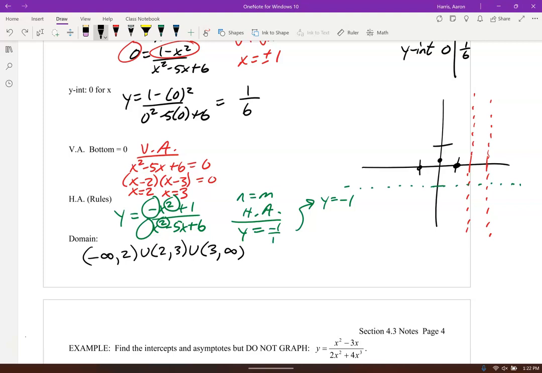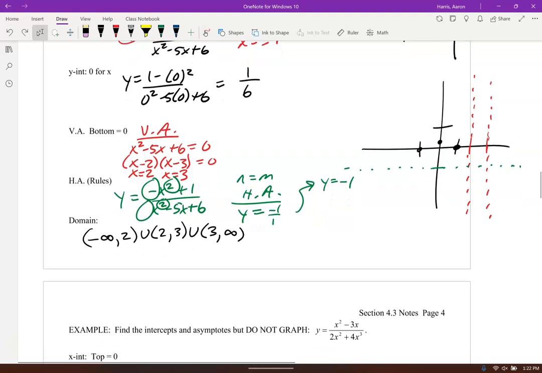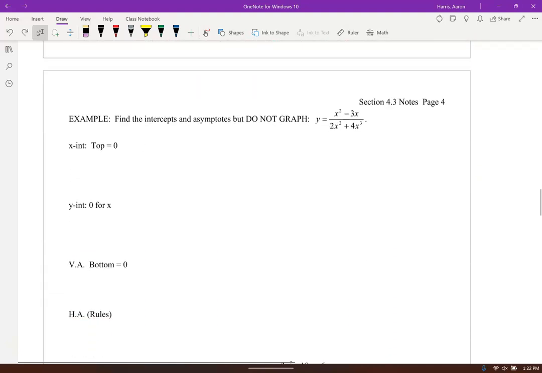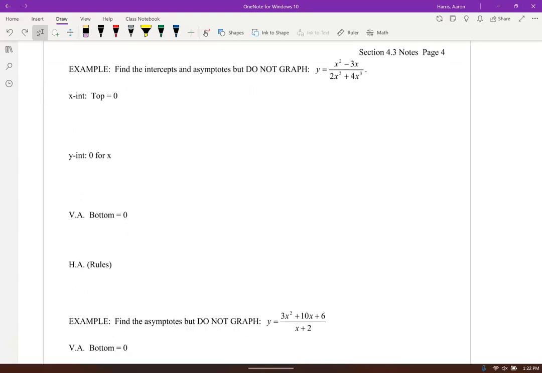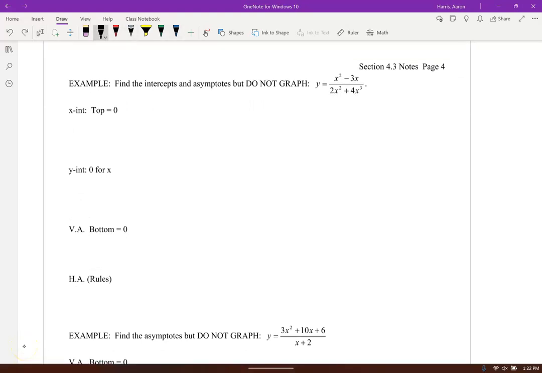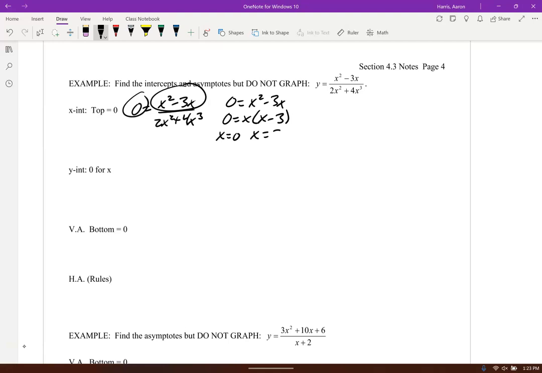Okay, let's do that similarly on this one. This one wouldn't be a bad one if you want to pause and try this one as well. More than welcome to. Let's find our x-intercepts by letting y be 0. Means the numerator's got to be 0. So x equaling 0 or x equaling 3. My potential x-intercepts. But notice, well, I'll get to that in just a second.